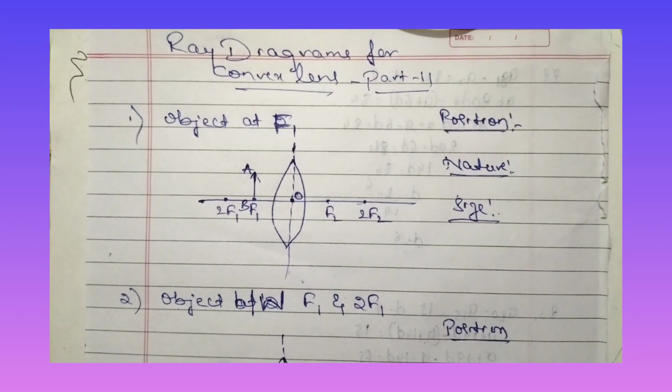In this video, we are going to continue class 10th science, chapter Light: Reflection and Refraction. This is part number 11. In this part, we are going to write the ray diagram for concave and convex lens. First, let us write the ray diagram for convex lens.